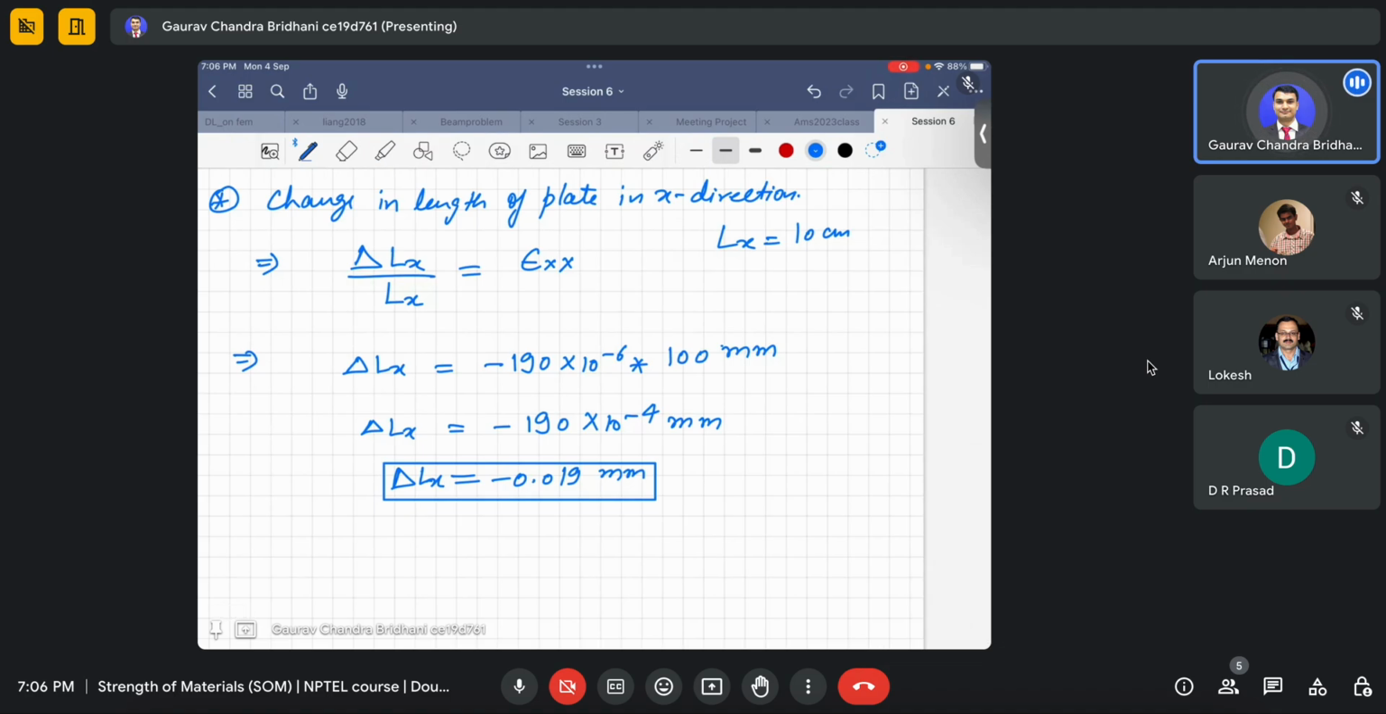Don't think that delta Lx will be the same as delta Ly, because there is a different strain in y direction, so it will be a different magnitude. You can see that there will be a reduction in the length in x direction, but don't think that the same change will happen in the other direction. Somebody may consider that since the length is the same, the change will also be the same, but that is not the case. The change could be different because it all depends on the magnitude of the strain, and how the strain is calculated.